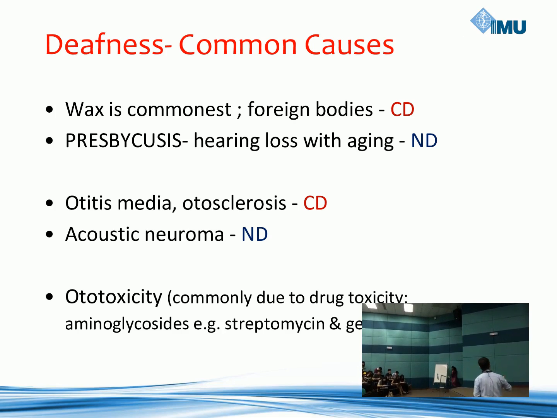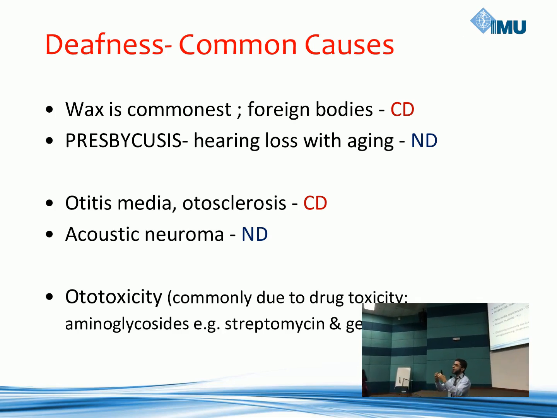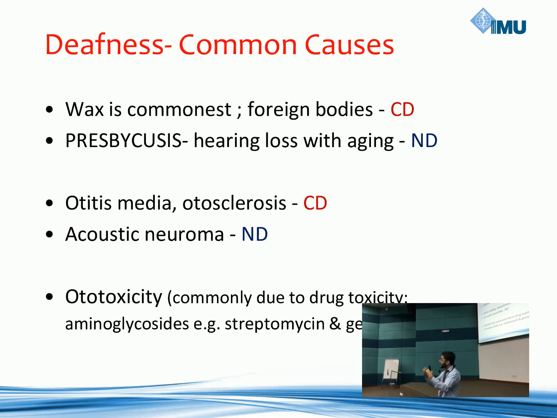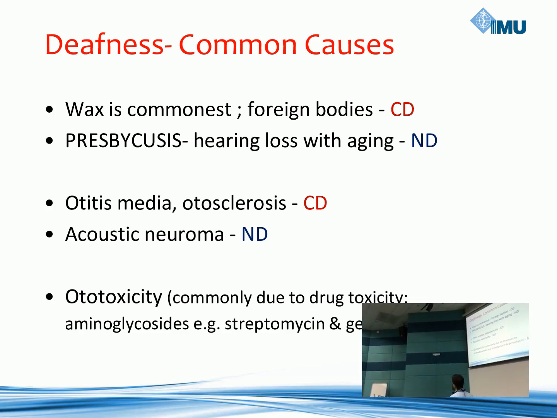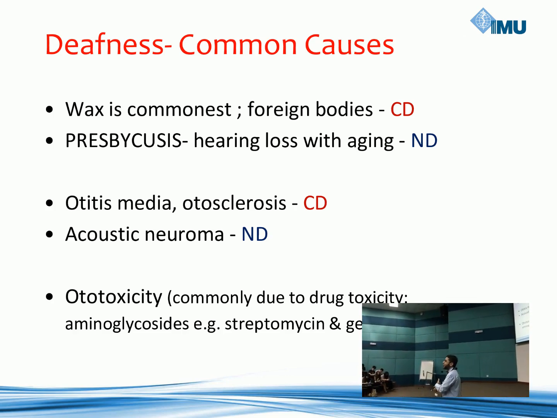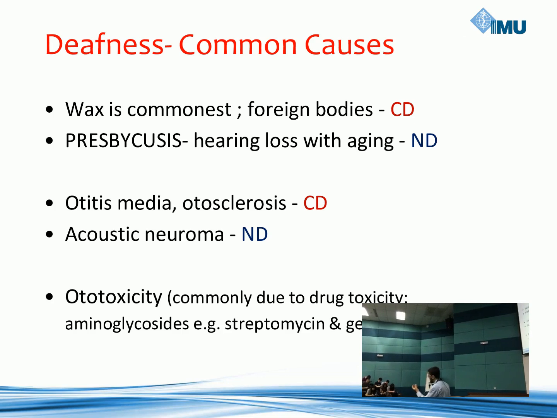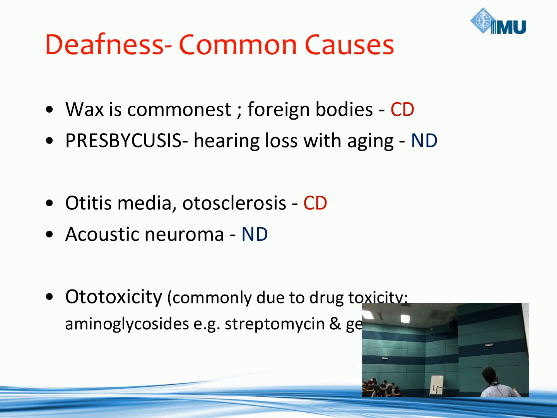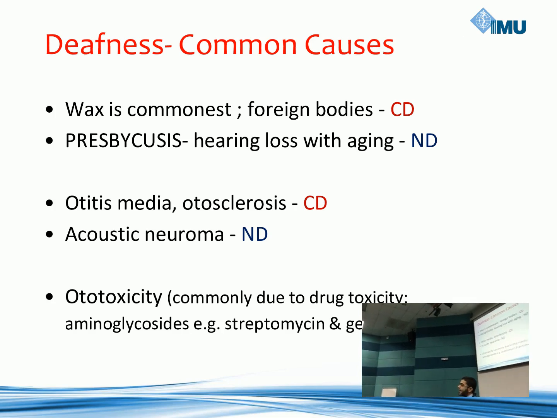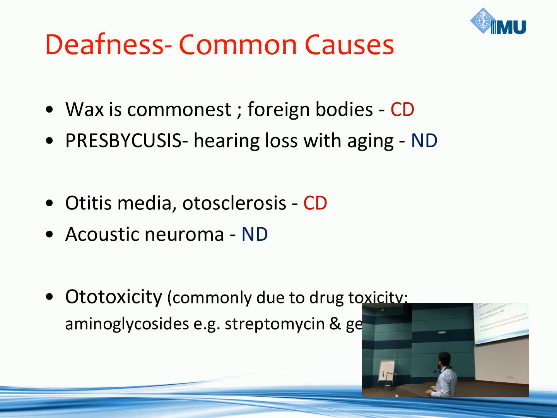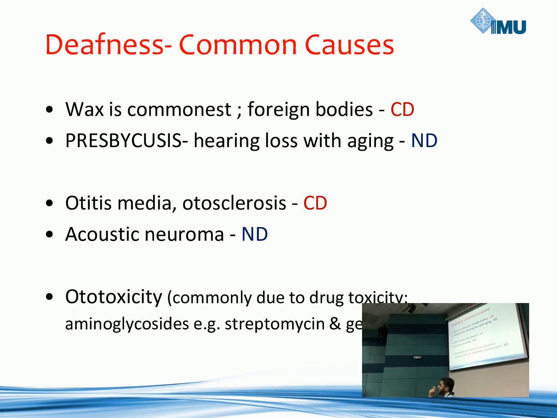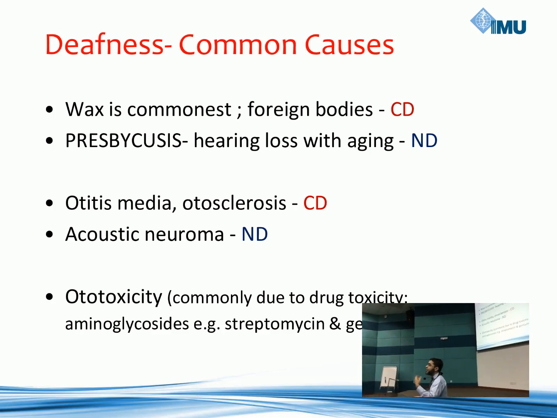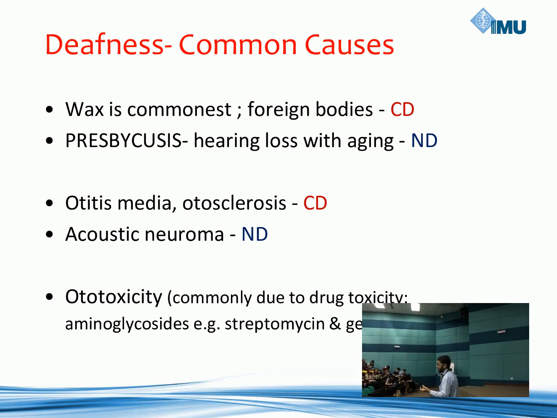Okay? Also otosclerosis, where the bones fuse with each other. They no longer move together. They actually become one bone, fused together. Okay? Acoustic neuroma, if there is tumor of the cochlear nerve, this will be neural deafness because the nerve itself is damaged. Okay? Ototoxicity is also due to certain drugs, mainly aminoglycosides. Okay? This damages the cochlear nerve. So this will lead to neural type of deafness.